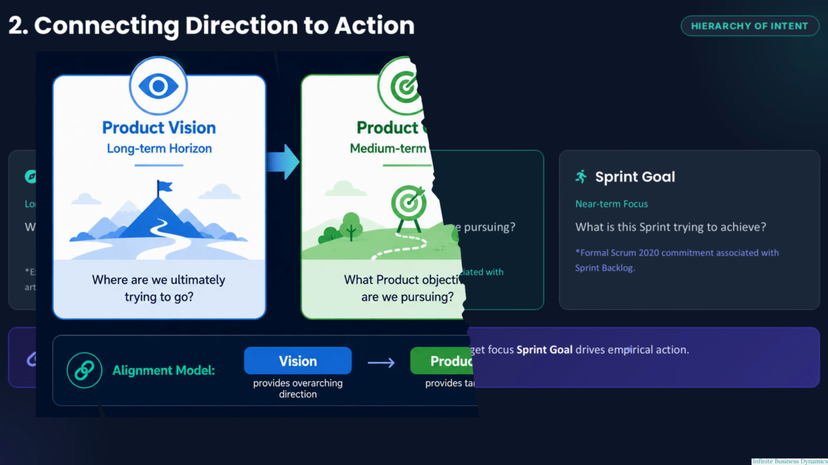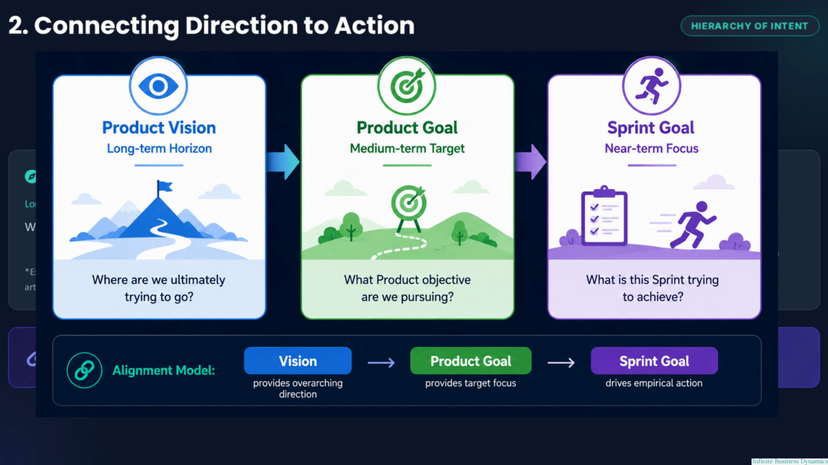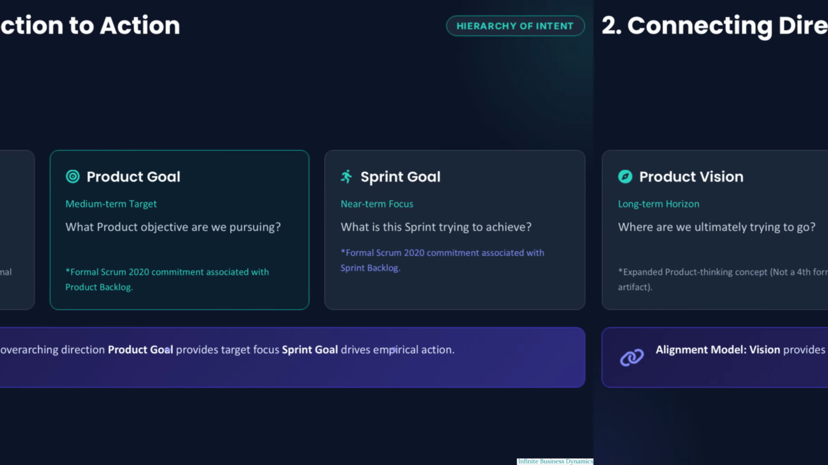Together, they form a hierarchy of intent. Product vision provides direction, product goal provides target focus, and sprint goal drives near-term action. This creates a clear connection between where we want to go, what we are pursuing now, and what we are trying to achieve in the current sprint.